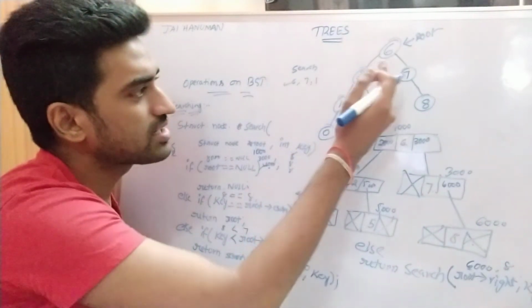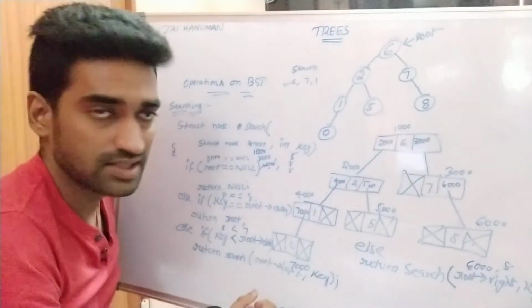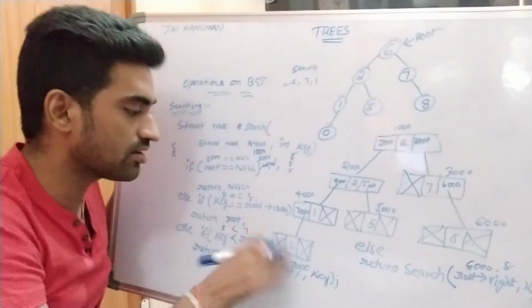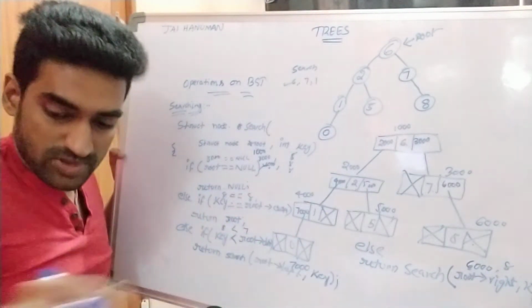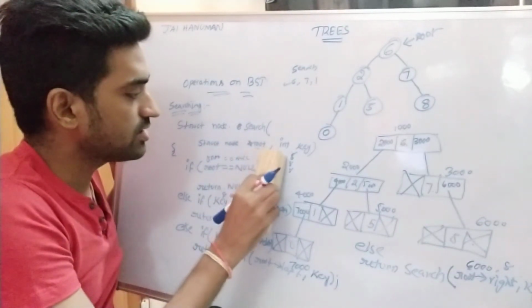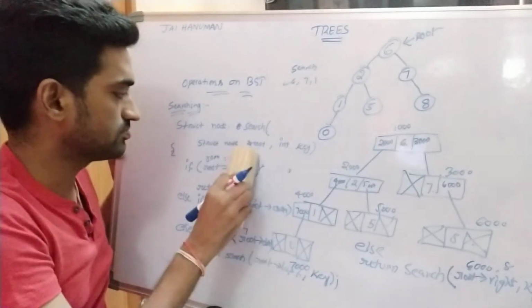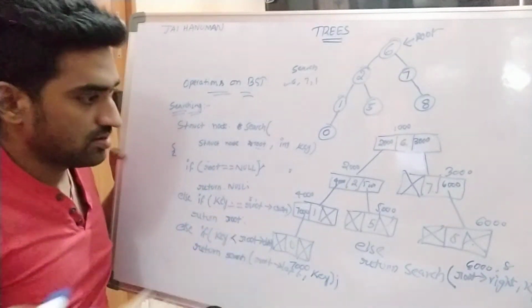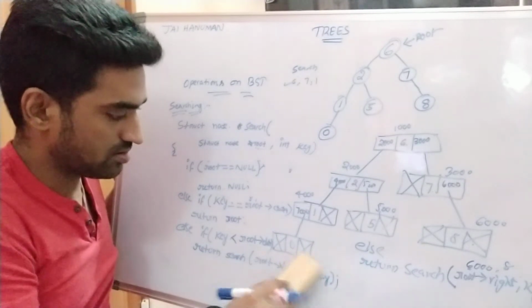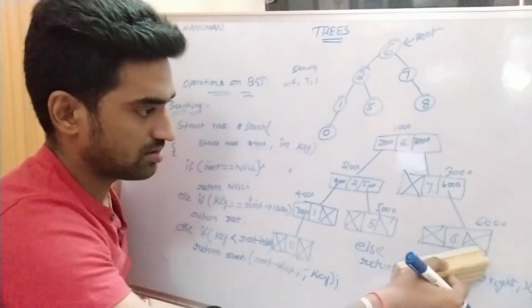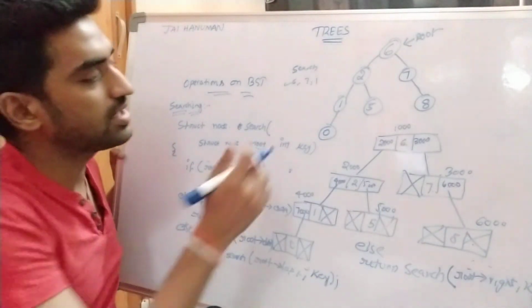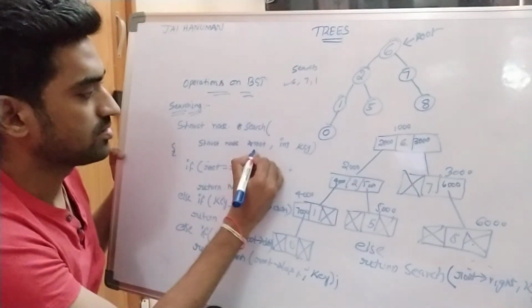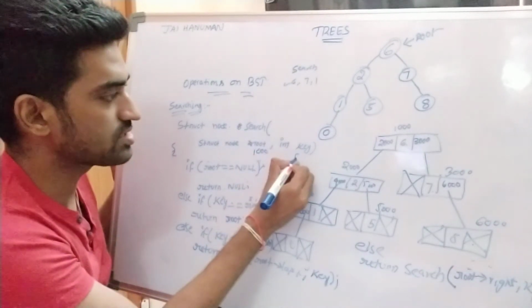Similarly, we can search the left subtree also. Right? So once this condition becomes true, then only we can call this function recursively. Right? For suppose I am taking key element is 0. So initially root value is 1000. So 1000, 0 key element.